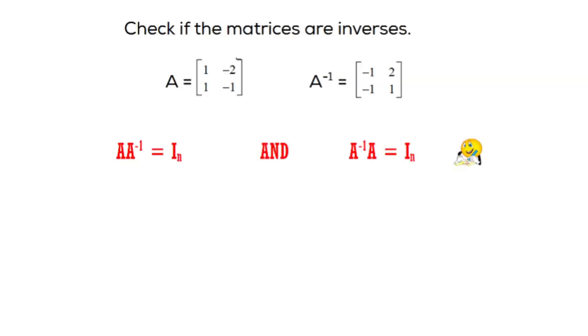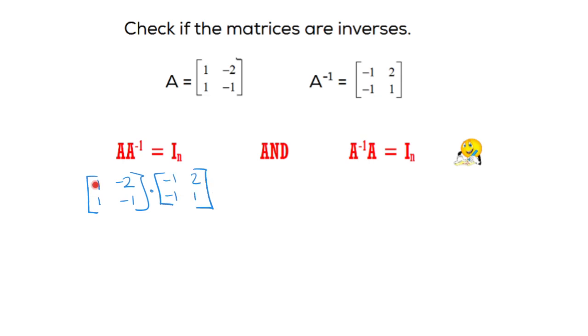So this says check if the matrices are inverses. What we're going to do is use that little rule. If I take A times the inverse, do I end up at the identity matrix? Let's give it a shot. So here's A, and here's the one I'm checking to see if it's the inverse.